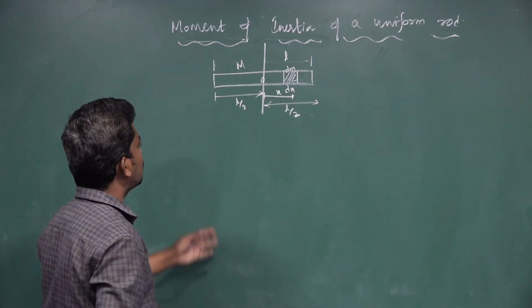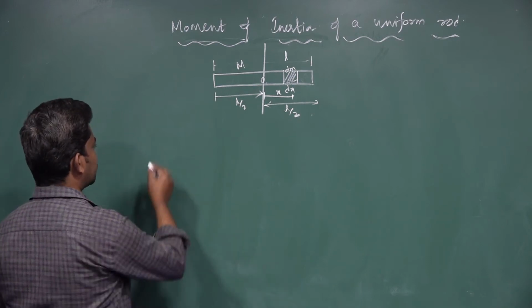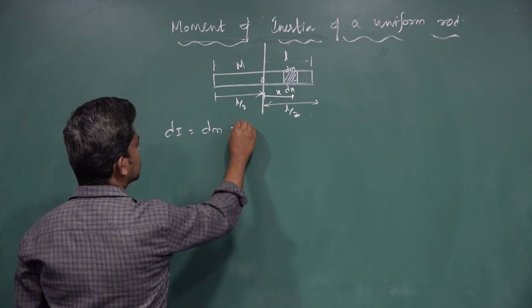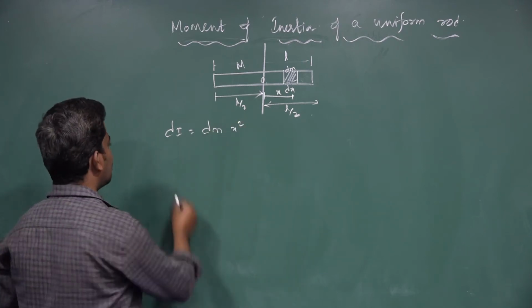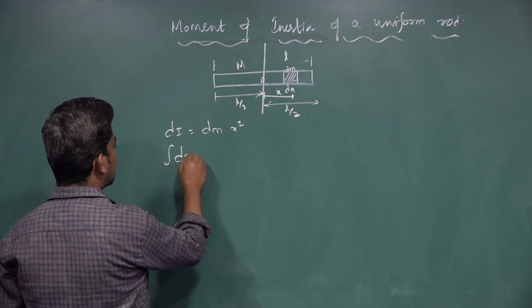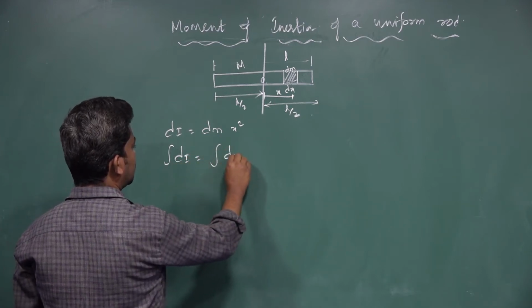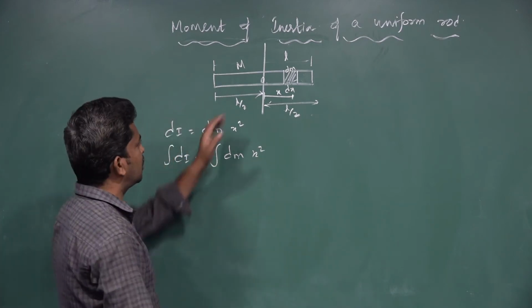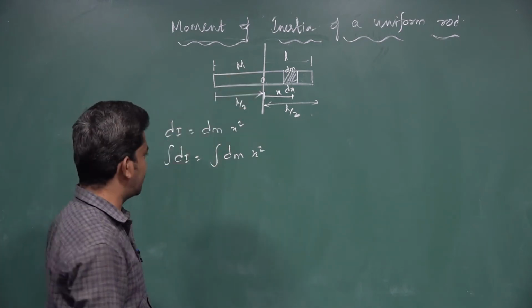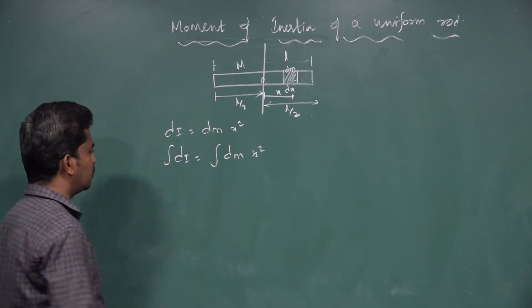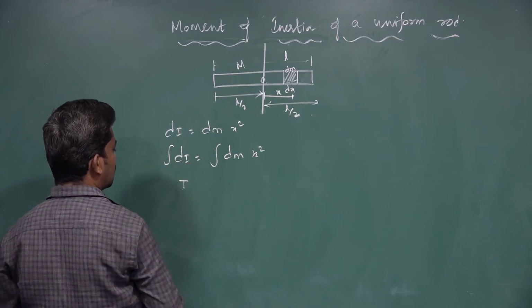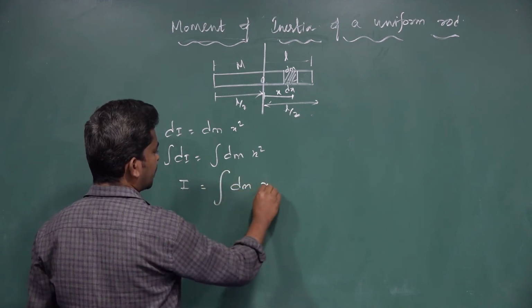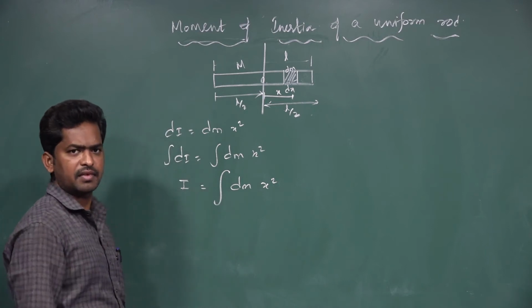You know well the general formula of moment of inertia: dI is equal to dm x square, or integral of dI is equal to integral of dm x square. I want to calculate the moment of inertia of the full rod, of length L and overall mass m. So I take the integral: integral of dI is equal to integral of dm x square.